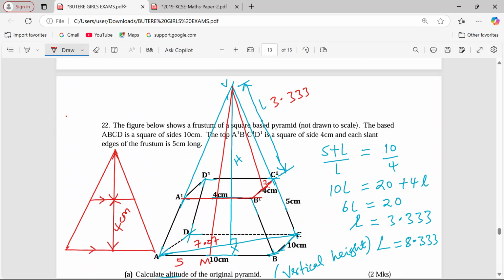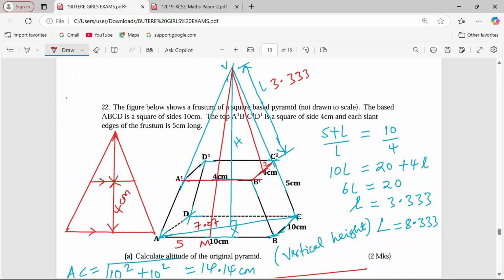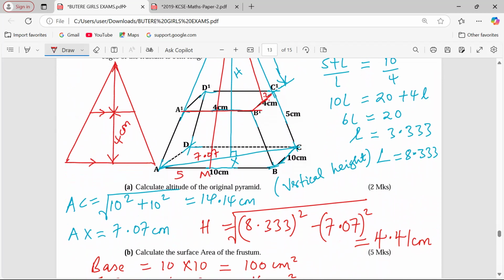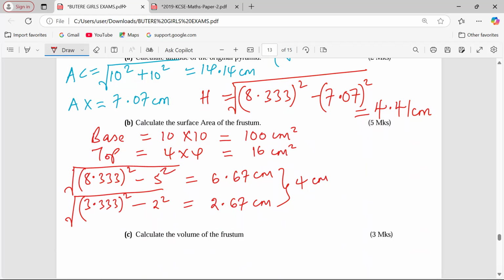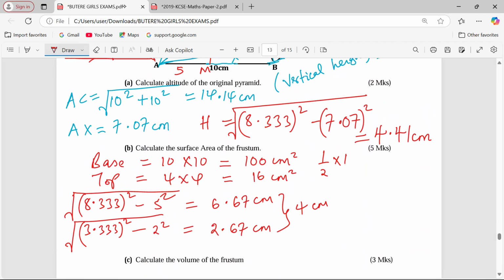So we can use AB and AB prime as a trapezium. Then we get the area of a trapezium, one of them, times 4. So the area of a trapezium here times 4, or we get the area of two triangles and subtract. Then we multiply the difference by 4. Let me give you the two options. We start by choosing the triangle way. The triangle way will have half multiplied by 10 times a height of 6.67.